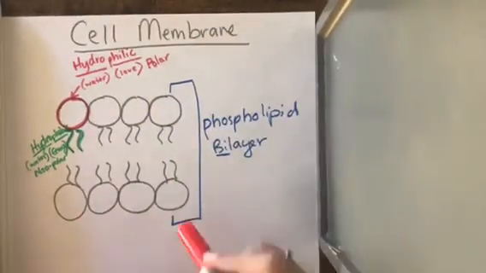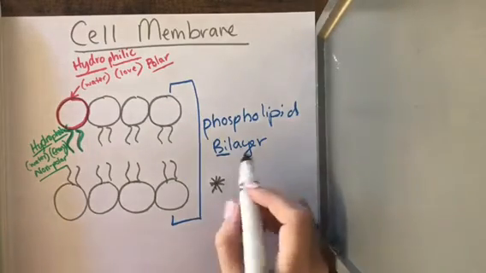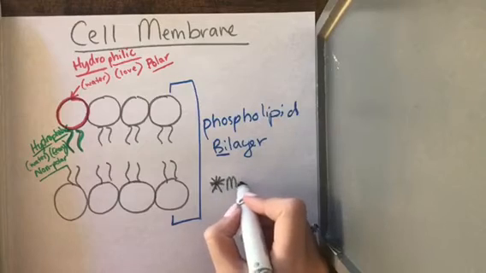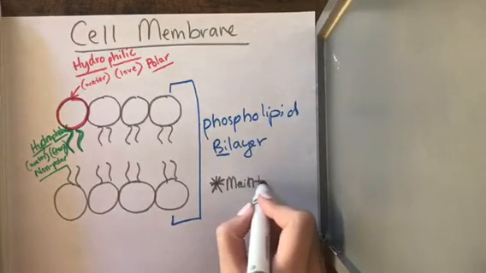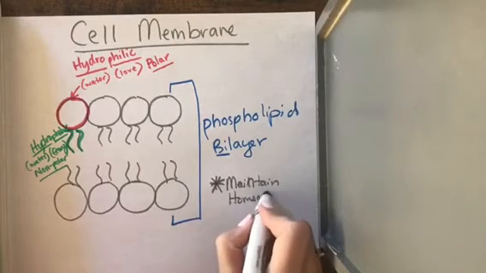So far we have a cell membrane. It's made up of a phospholipid bilayer. We have polar hydrophilic heads and non-polar hydrophobic tails. All right, there's some other information that's really important when we talk about the cell membrane. So, the cell membrane is used to help maintain homeostasis.